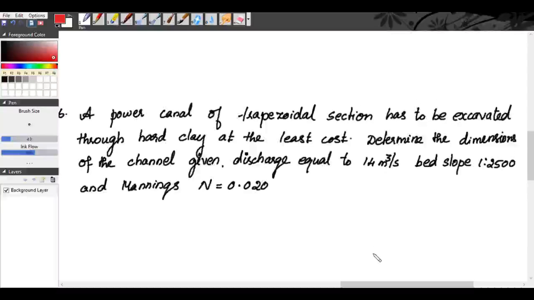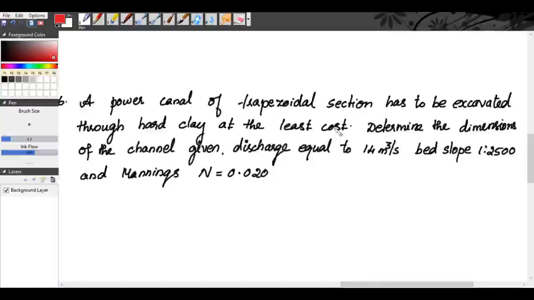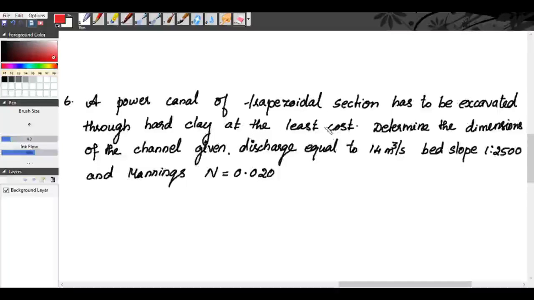So the last problem is a power canal of trapezoidal section has to be excavated through hard clay at the least cost. Least cost means most economical trapezoidal section. Determine the dimensions of the channel given the discharge equal to 14 meter cube per second, bed slope 1 is to 2500 and Manning's constant N is equal to 0.020.